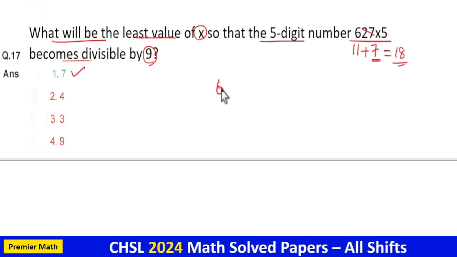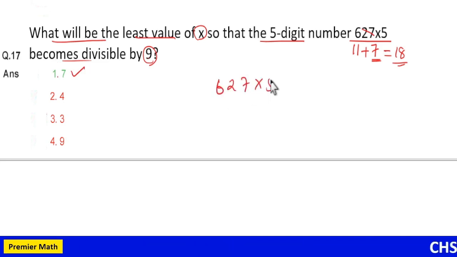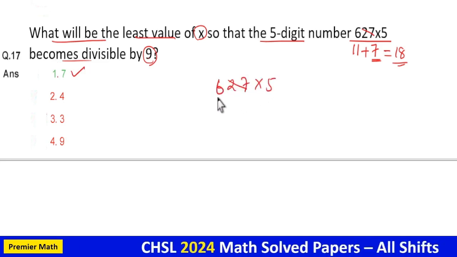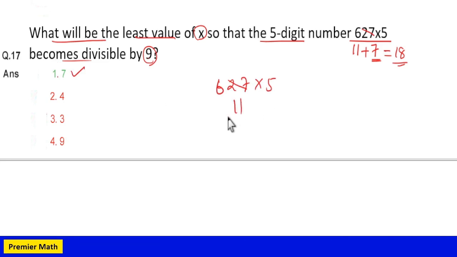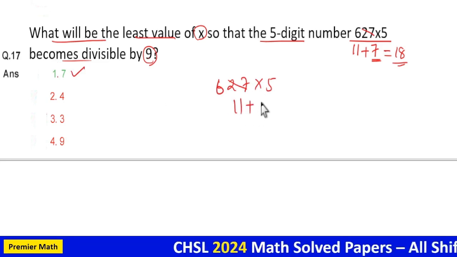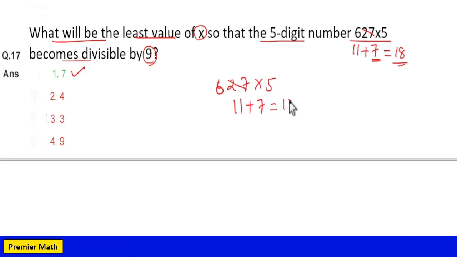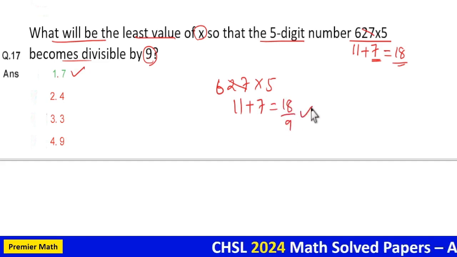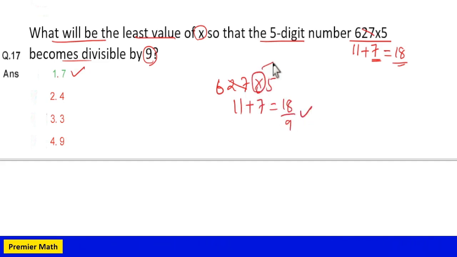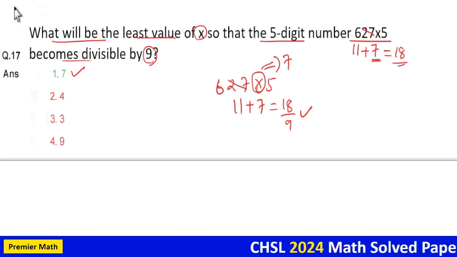That is, here 627x5. Now 7 plus 2 is 9. Now 6 plus 5 is 11. Now 7, if I add to 11, it will become 18. 18 is divisible by 9. That means x is equal to 7.